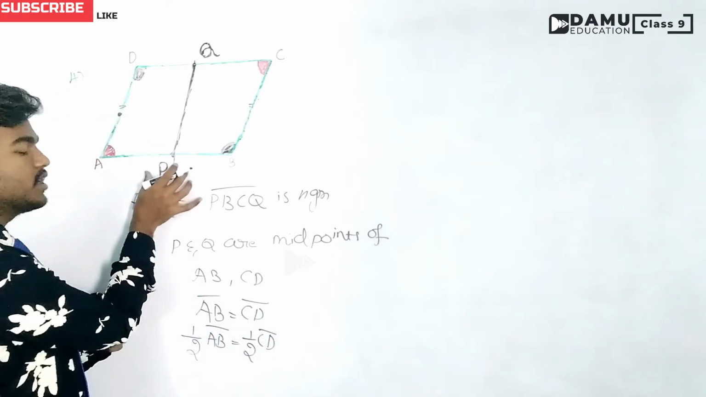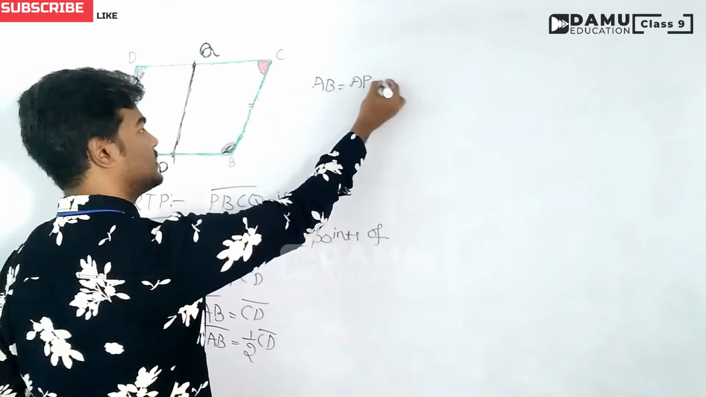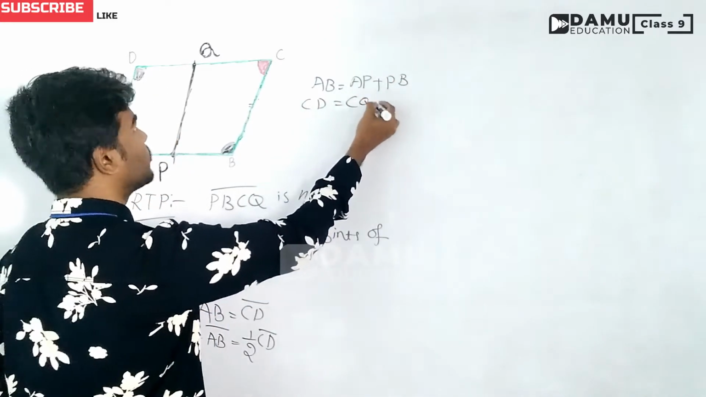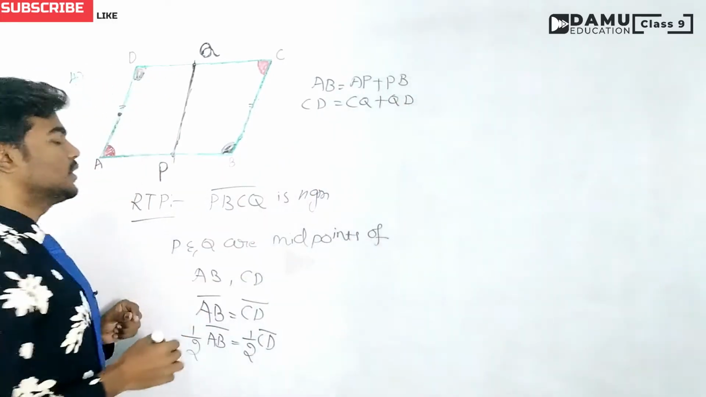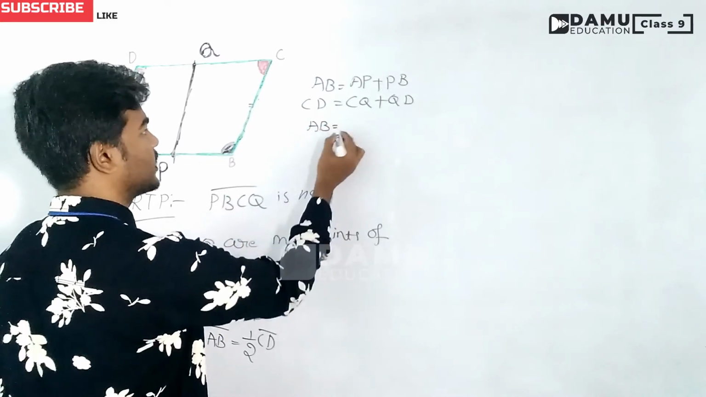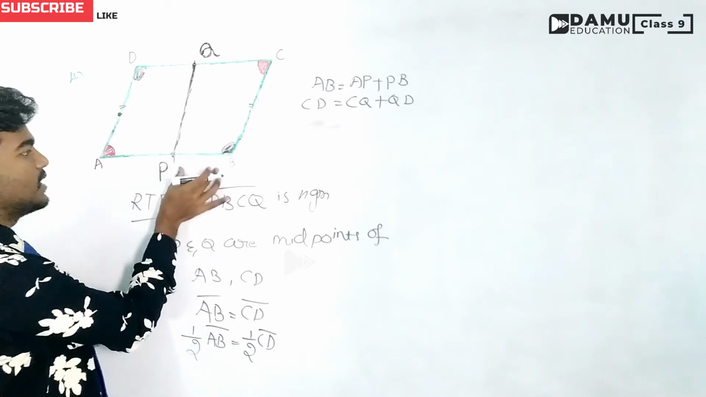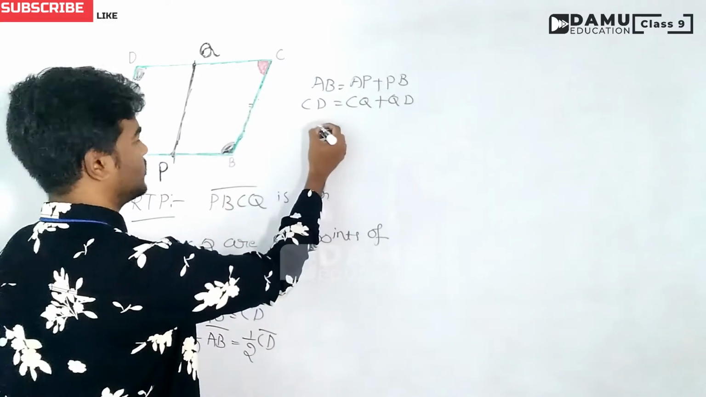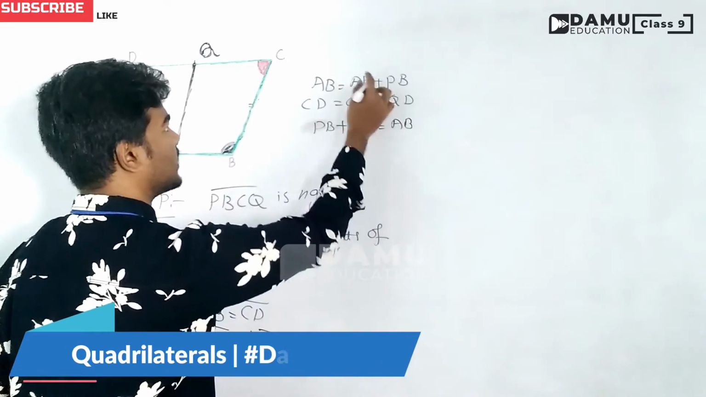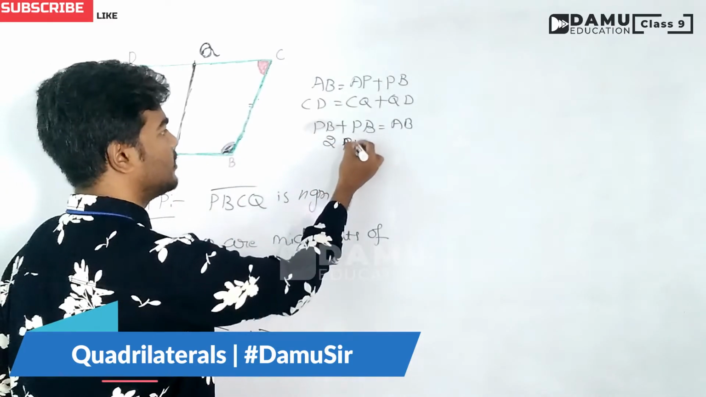So what does midpoint mean? AB will be equal to AP plus PB, then CD will be equal to CQ plus QD. Here midpoint means these two sides are equal. So PB is half of AB. Let's take PB plus PB in the place of AP. We are writing PB because 2PB will be equal to AB.